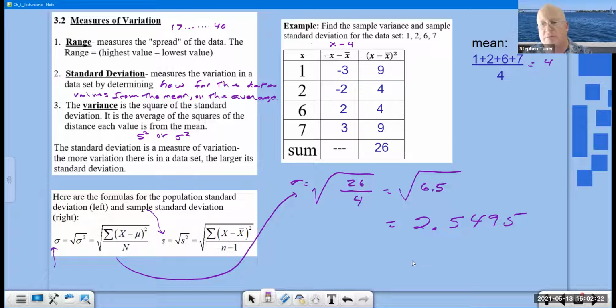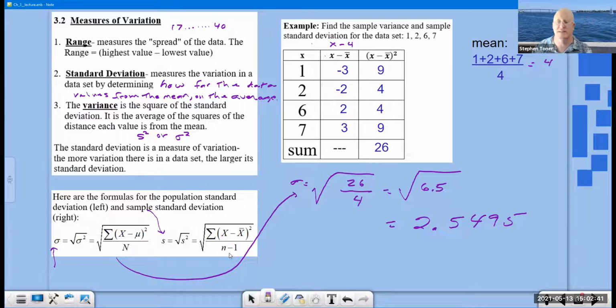Now that was the formula for the population standard deviation. The sample standard deviation is basically the same thing. I've traded out mu for x bar. That's because we might not have a population mean, we just have a sample mean to deal with. And then n minus 1 is what we divide by.